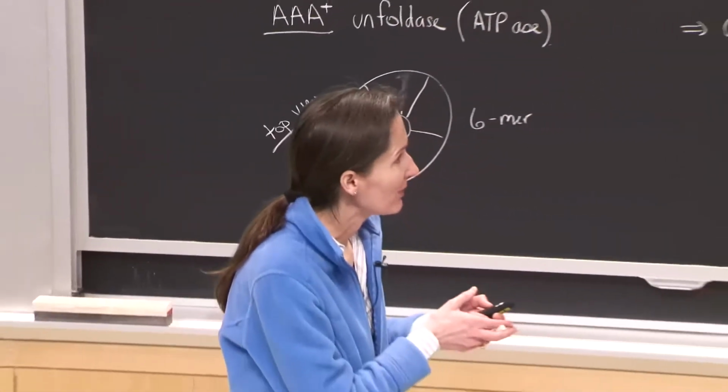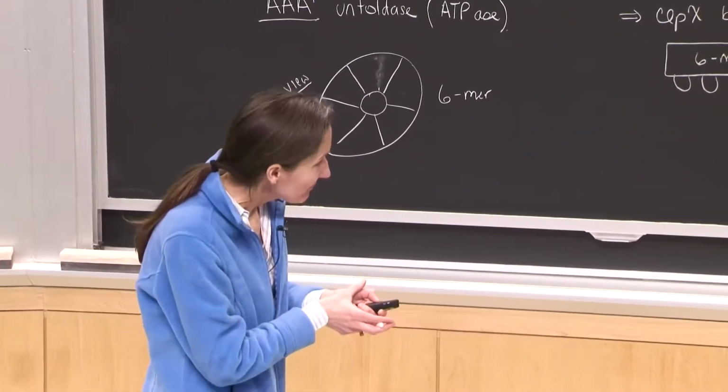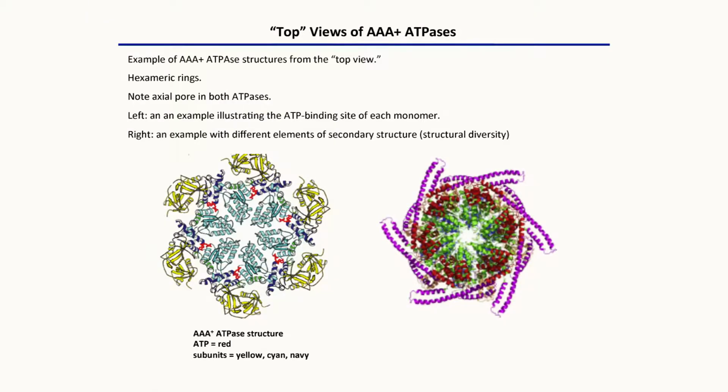There's a typo, which I'll fix before posting, but if we take a look just at two examples here of different hexameric rings, so these are two different AAA plus ATPases, what do we see? In common, they're both hexamers. In common, they both have an axial pore. But we see different elements of secondary structure. Granted, these are both depicted in a bit of a different way, but we have these alpha helical regions around the exterior that we don't see here.